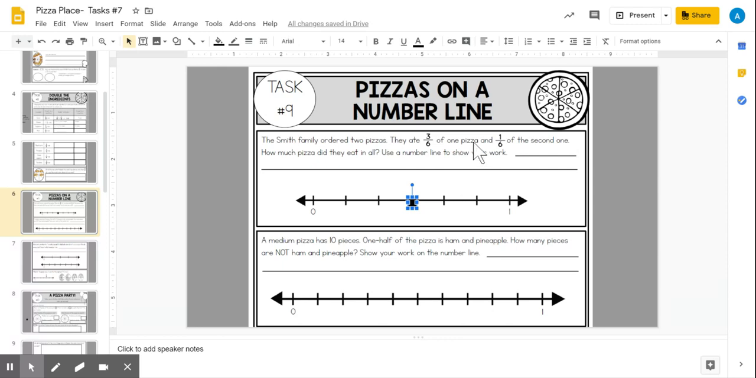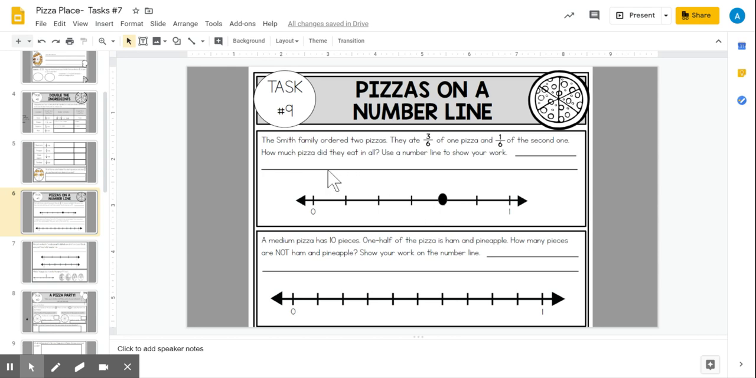It says, and then they ate 1/6 of the second one. So knowing that each interval is 1/6, we need to do this one more time. So here was 3/6, we're adding one more, 1/6, because they ate the second one. So we have 3/6 plus 1/6 is actually 4/6. Remember, you add the numerator, so 1, 2, 3, 4.